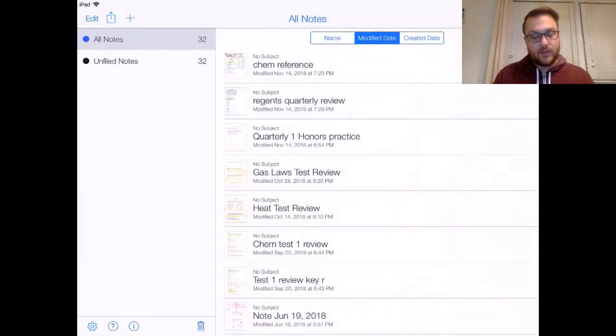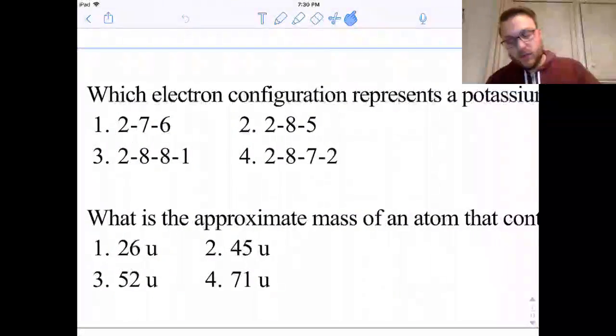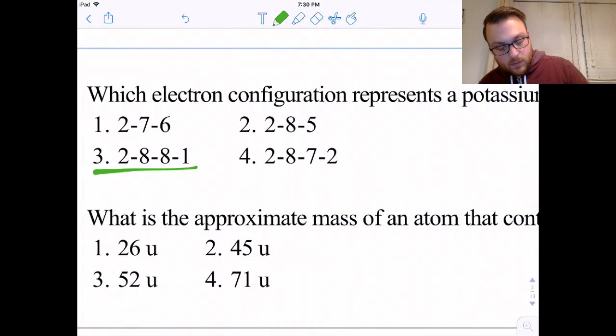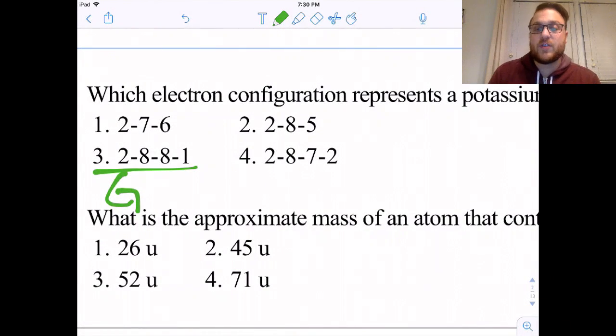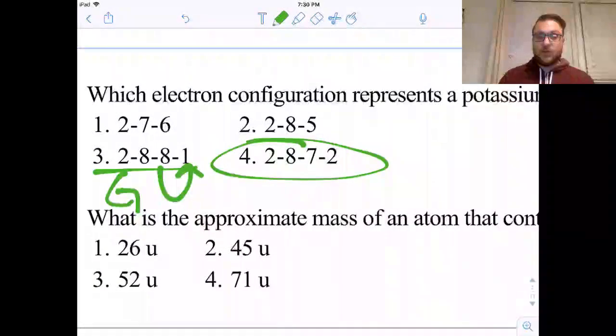So back to it: answer choice 3 is the ground state. And excited means I want to take one of those electrons out of one energy level and move it into another. The answer choice that shows that is answer choice number 4, because it takes one electron from the 3rd energy level and moves it up into the 4th energy level.